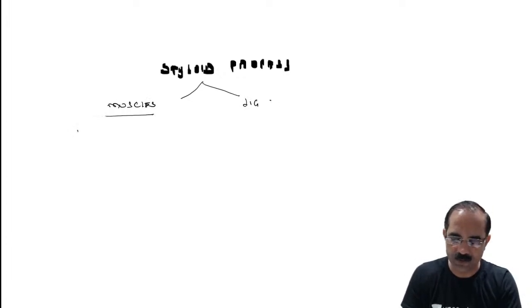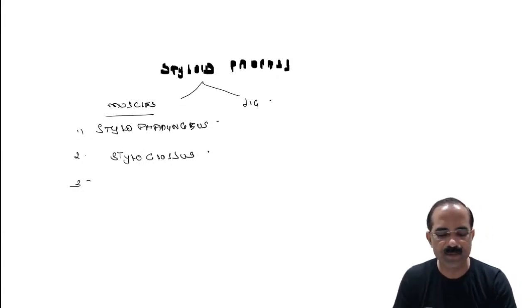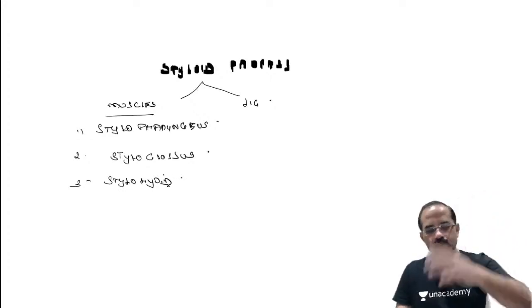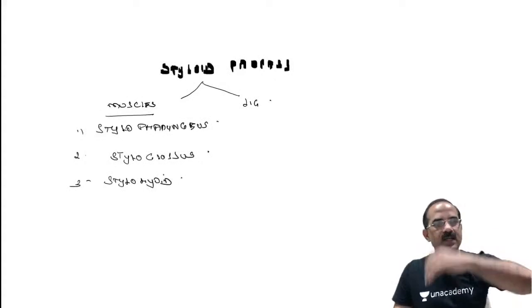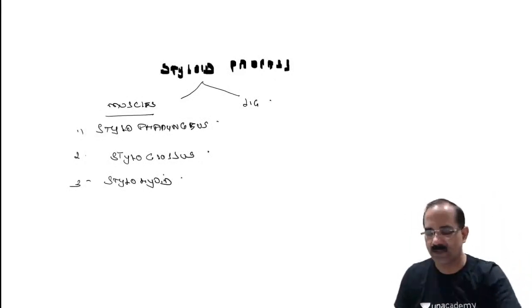Yeah, we'll start with the muscles. One, stylopharyngeus muscle. This is a very important thing. Second, what did you write? Styloglossus. Very good. Styloglossus muscle. And third, what did you write? Anything else? Stylohyoid. Excellent. Very good, bachcho. So, muscles attached to the styloid process. One is the stylopharyngeus. Second is the styloglossus. And third is the stylohyoid.